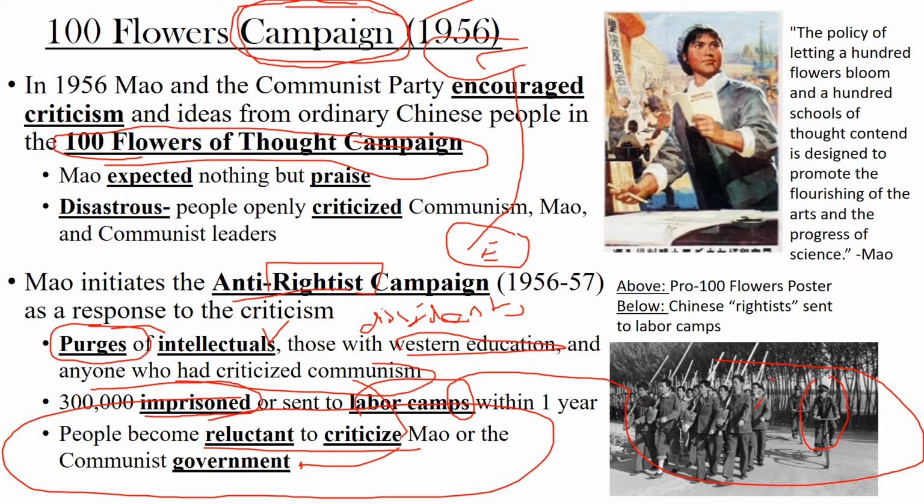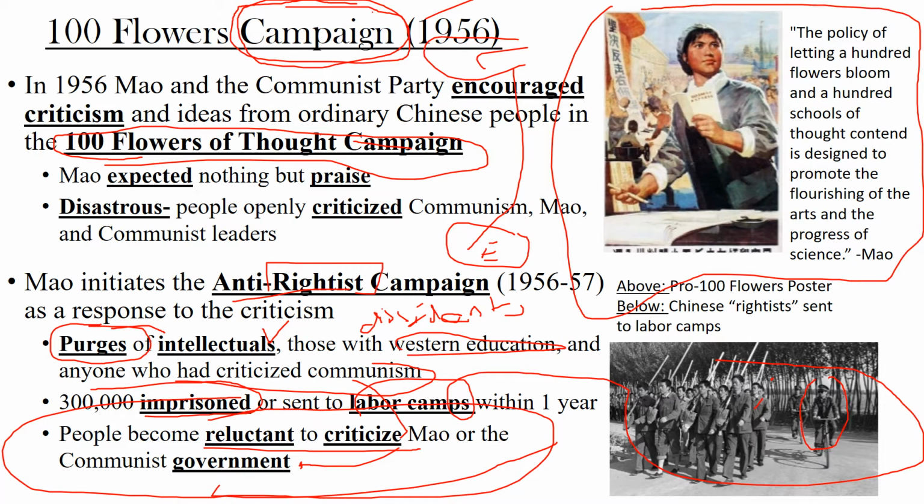You've got tons of great art from this time period, just interesting art. And so you have the original 100 Flowers campaign. The policy of letting 100 flowers bloom and 100 schools of thought contend is designed to promote the flourishing of arts and the progress of science. And he had these posters. Please tell us what you think. Write these big character posters describing how we can improve. And then when people did, he's like, all right, now instead you're going to go die in a labor camp somewhere. So not super, super great.